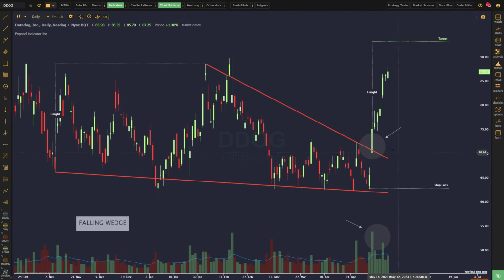If you're trading them, look for a confirmed breakout above the upper trend line accompanied by an increase in volume. Set your stop loss below the most recent swing low, and a price target can be estimated by measuring the height of the pattern at its widest point and adding it to the breakout point.